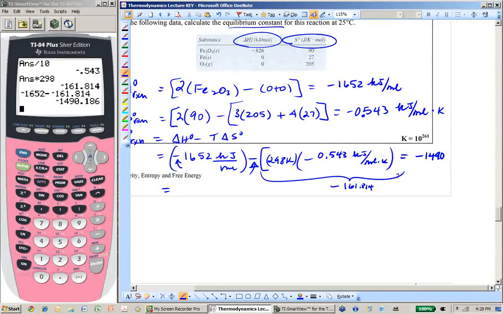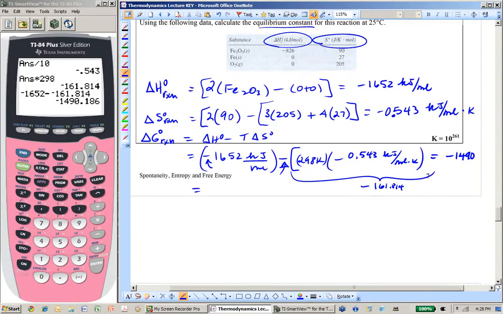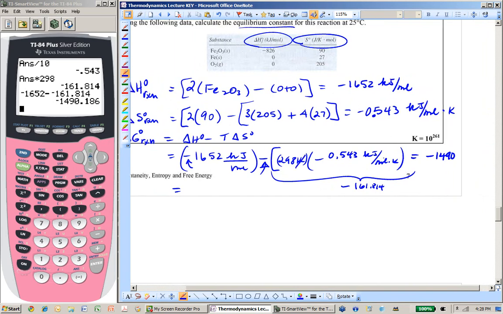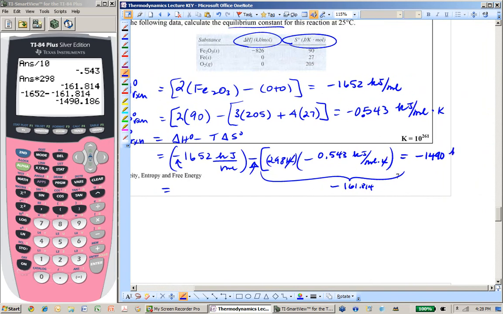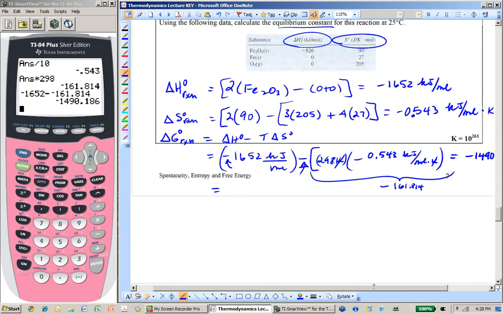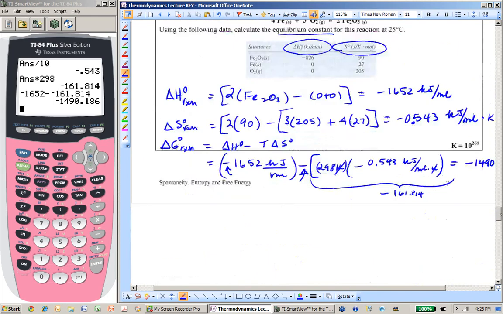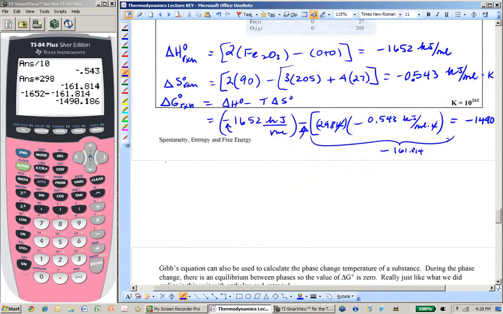And what is that unit? Kilojoules. Yeah, because those kelvins canceled. Kilojoules per mole. I'm still not done. I had to get delta G to be able to get to the equilibrium constant. So finally I get to use negative RT ln K. So delta G naught equals a number, negative 1490. We just figured that out.